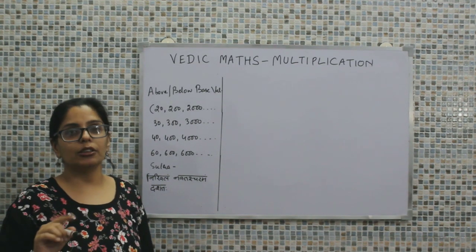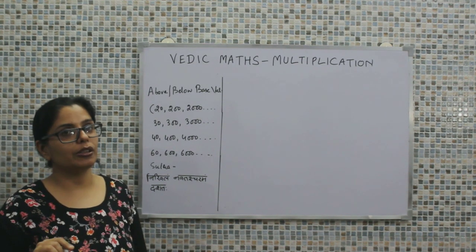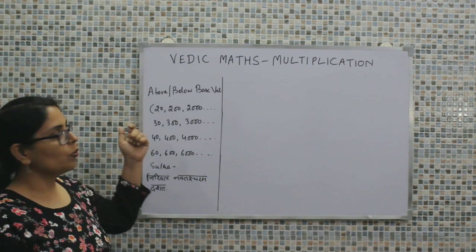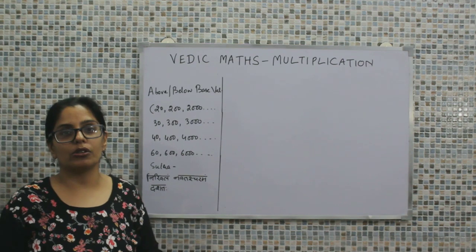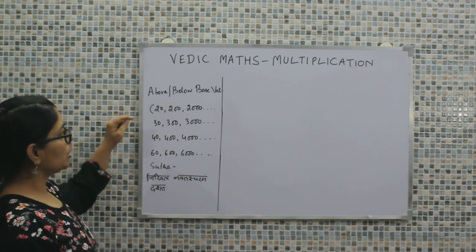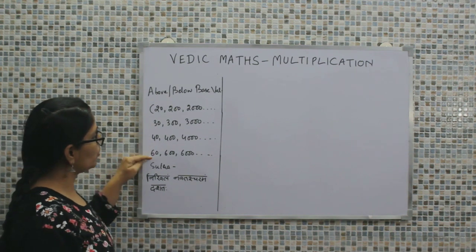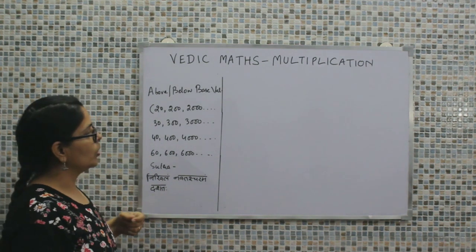Just make a point that we are not over here considering the values of 50, 500 and 5000 and so on. In the previous video, we dealt with the multiplication of numbers above the base value and below the base value for simply 10, 100, 1000. But here we would be talking about the multiplying factor. Here the multiplying factor is 2, here it is 3, here it is 4, 6 and on and on.